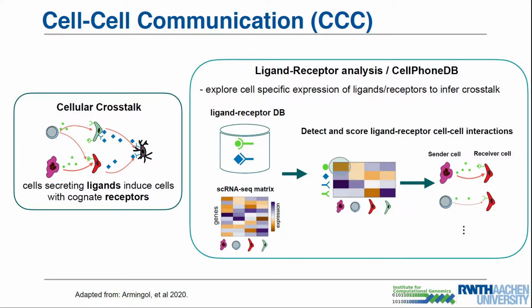As an example, we have the green ligand expressed on the purple cell, and its cognate receptor expressed on the red cell, indicating that it's a possible interaction to be recovered. This process is done using all possible ligand receptors from the database and all cell types from the single-cell RNA-seq matrix.